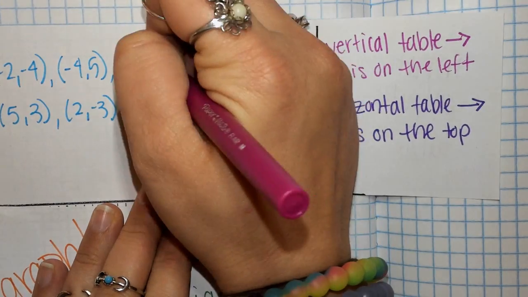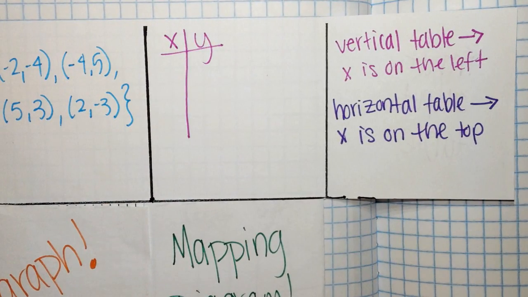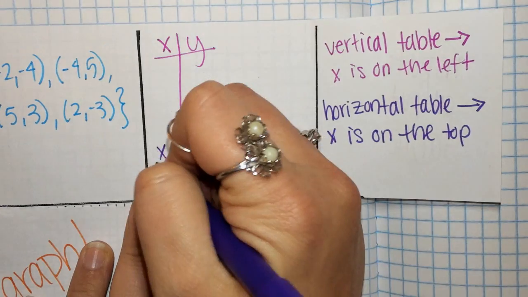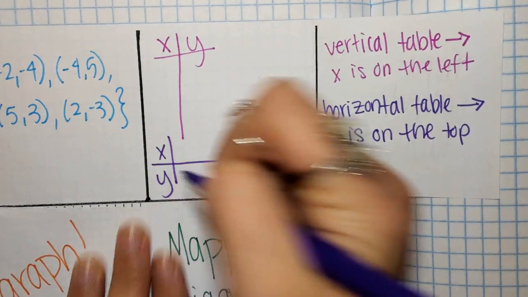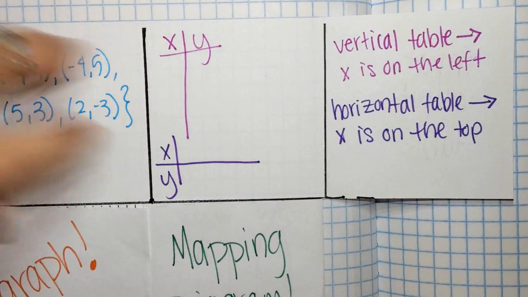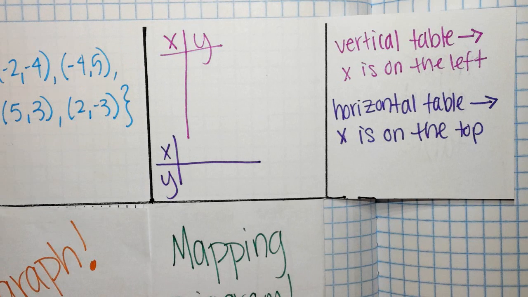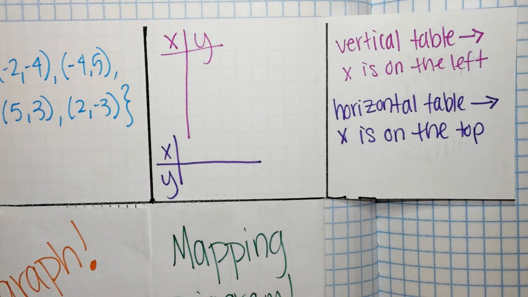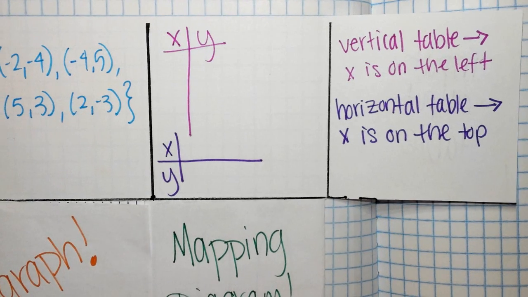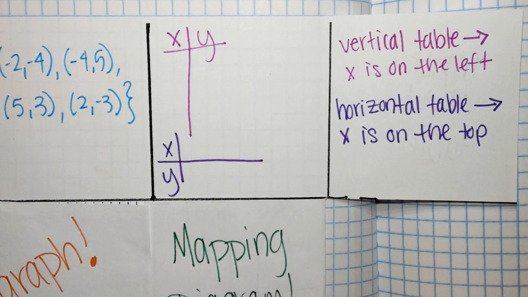Your homework tonight is to take these ordered pairs and write them as a table. Write them in two tables, the vertical table and the horizontal table. That's your homework for tonight. Tomorrow, we're doing graphing and mapping diagrams, and then you're going to have a fun little activity to practice. And we're going to talk about domain and range.